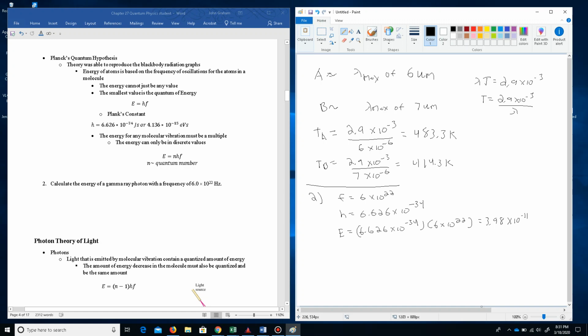Now, if we were dealing with a quantum number that is not n equals 1, and we'll get more into the quantum numbers here soon, for instance, n equals 2, then it would just be double this, so n equals 3 would be triple this. It's always going to be some factor or some multiple of this number for that particular frequency.